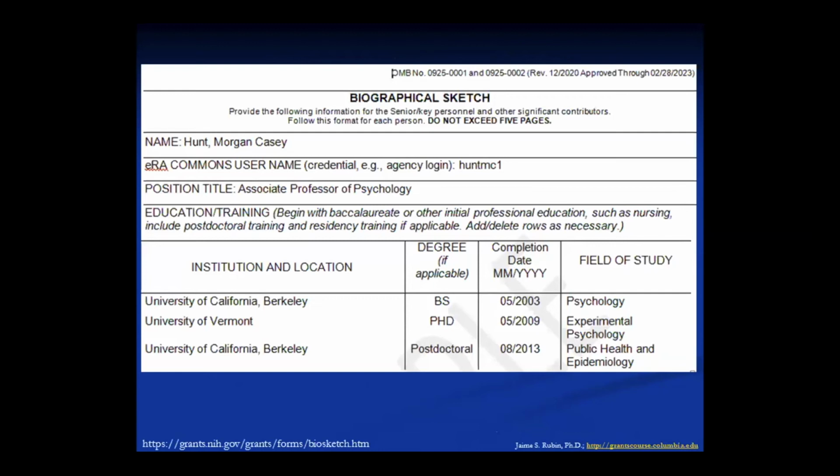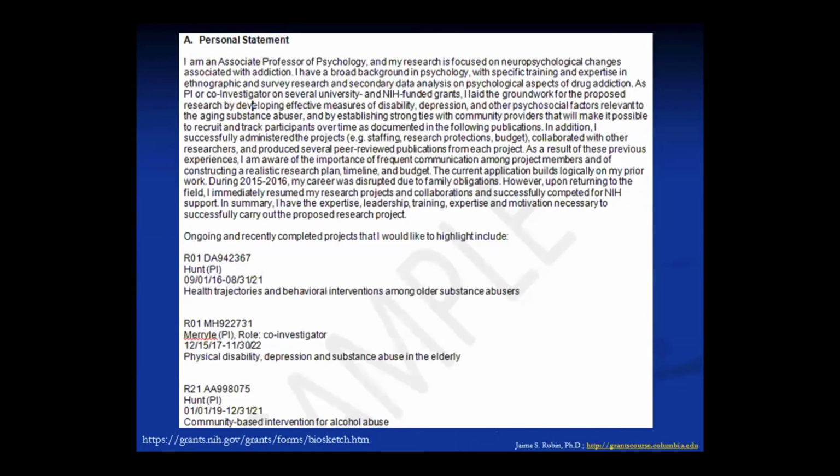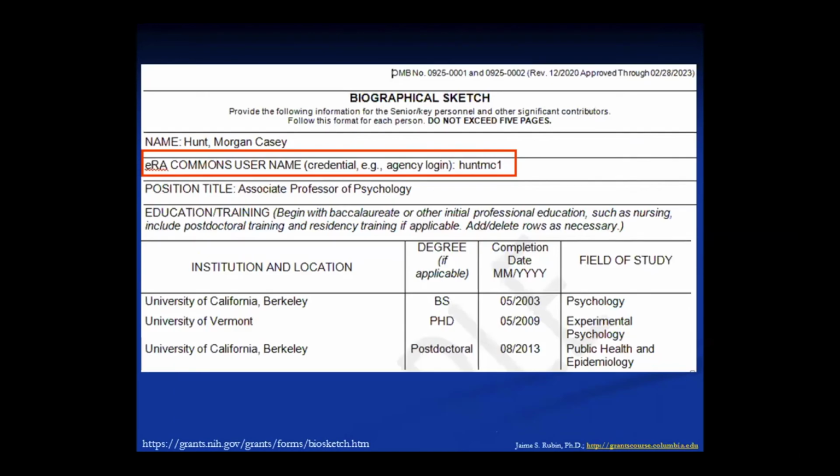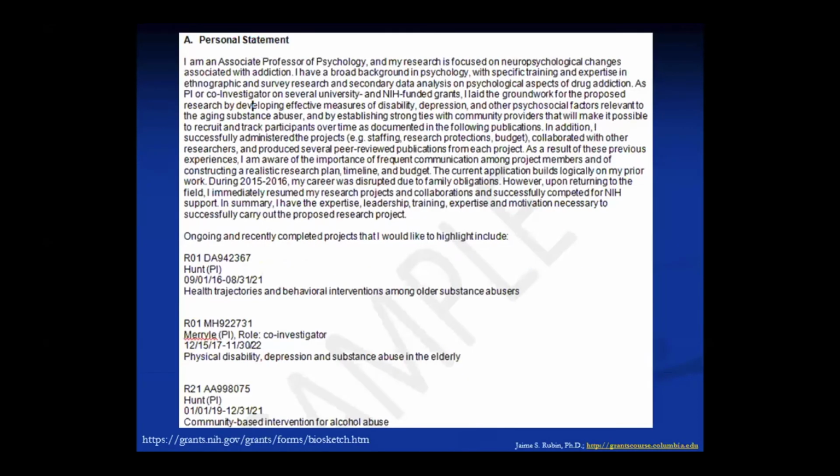So the beginning part, let me say that everybody has to have an ERA NIH Commons username. If you don't have one, ask your institution to generate one for you. Here's the education and training section, and then section A, where they talk about their background, their expertise, and previous projects they worked on.